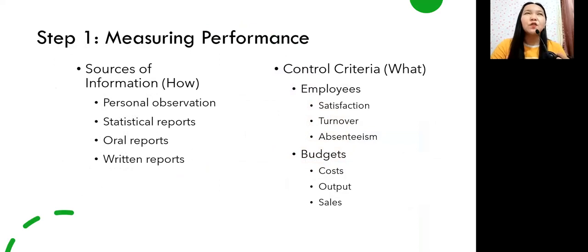Another one, or the first one actually in the process, is called your measuring performance. So, in measuring performance class, we should know what to measure, and number two, how to measure it. So, number one, ano ang mga mini-measure natin? So, pwedeng in terms of employees, ayan, mini-measure natin ang satisfaction, turnover, absenteeism, pag-budget, cost, output, sales. So, usually, makikita niyo later on, pero huwag kayong ma-overwhelm that controlling is actually a lot about financial statements, mga financial ratios, ganun. Ayan. So, yung sources of information natin, how do we measure is, number one, we can use personal observation. Okay. And number two is statistical reports, three oral reports, and four yung written report.